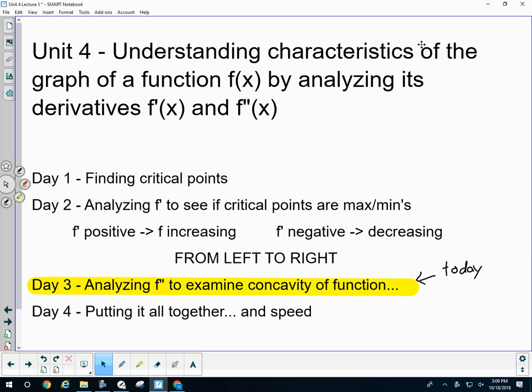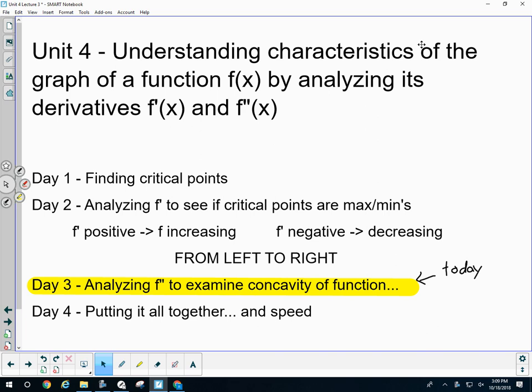So this unit is all about understanding what a function looks like. After getting through this unit, we should be able to graph a function fairly well without using a graphing calculator, just by understanding derivatives and what signs of derivatives can tell us about a function.